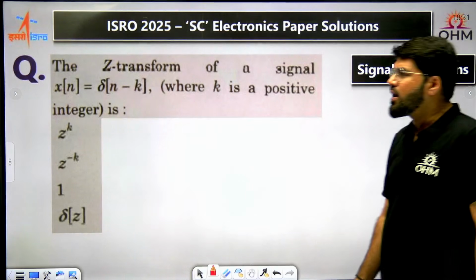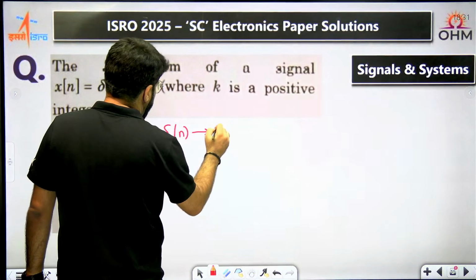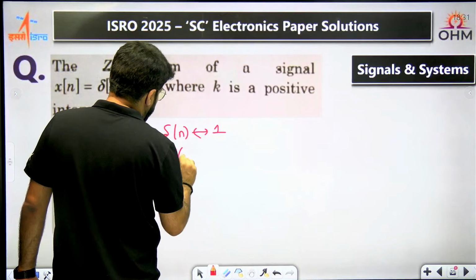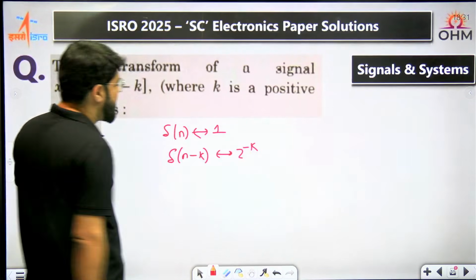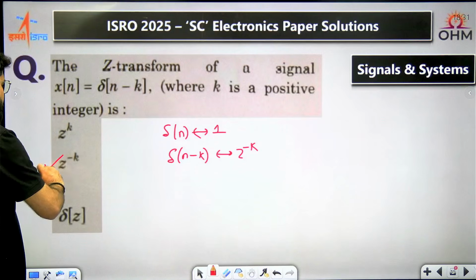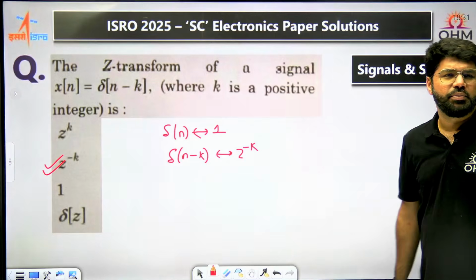How simple it is. Z transform for the shifted impulse delta[n minus k]. What is the answer for delta[n]? It is 1. So for delta[n minus k], time shifting will bring z power minus n naught, z power minus k, option number B. Signal questions are mostly formula based, as you see.